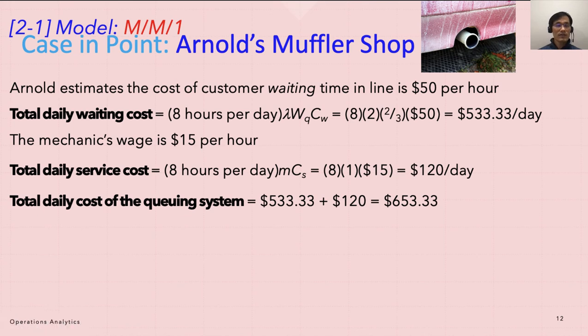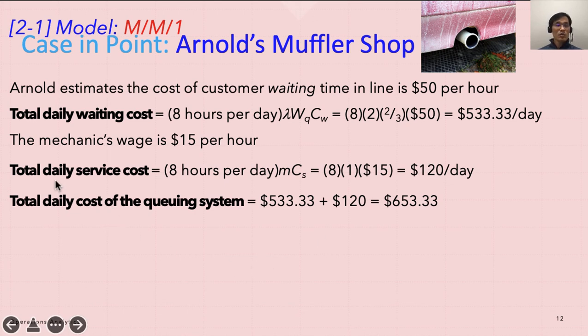So then let's apply that formula to Arnold Muffler's shop, and total daily waiting time, it's a daily, right? It's not hourly waiting cost. So they have 8 hours per day usually, and lambda was given as 2 cars per hour, and WQ we found that it's 2/3, and CW, the cost of waiting, is given as 50 here, so the total waiting cost will be $533.33 per day, right? That's how you can find the total daily waiting cost.